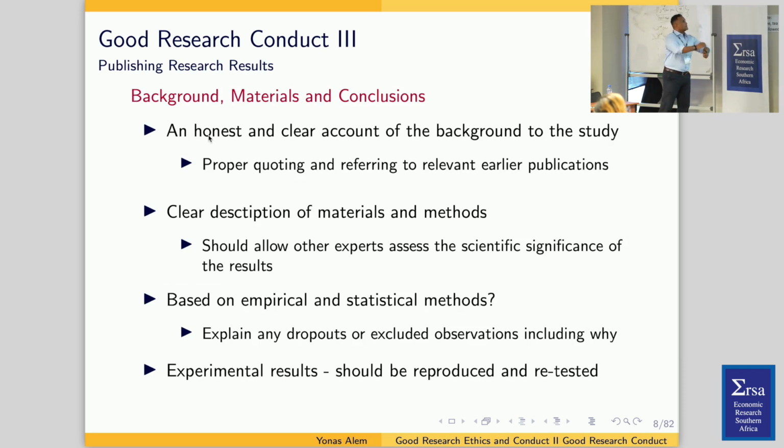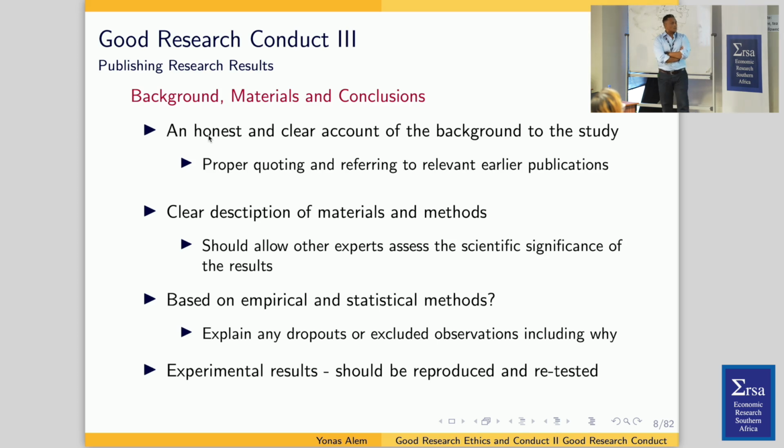Background materials and conclusions. You have to give an honest and clear account of the background to the study, with proper quoting and referencing of earlier publications. We discuss this indirectly. You should not hide other people's work. You have to quote other people's work. You have to cite them, and you have to follow standard citation.